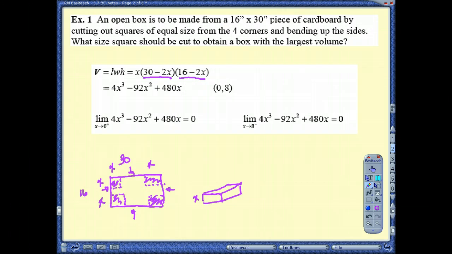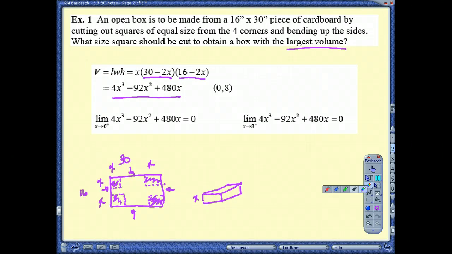Now we knew we were working with the volume of a rectangular solid, because it talked about largest volume. So largest, we are looking for that absolute max. Now we need to look at our equation. So we have X times 30 minus 2X times 16 minus 2X. So we're going to multiply all of that out. So that's where we come to here.